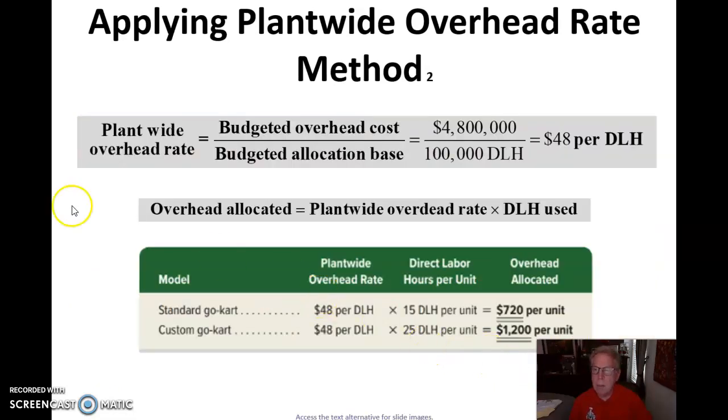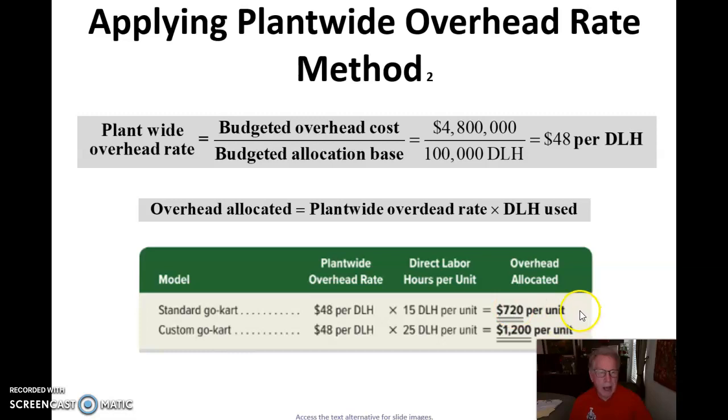So we calculate the plant-wide overhead rate, the predetermined overhead rate, it's sometimes called, and very simple. We get $48 per direct labor hour. And then that overhead is going to be allocated based on that plant-wide overhead rate times the direct labor hours actually used. So in this case, we use $48, and in custom we use $48.